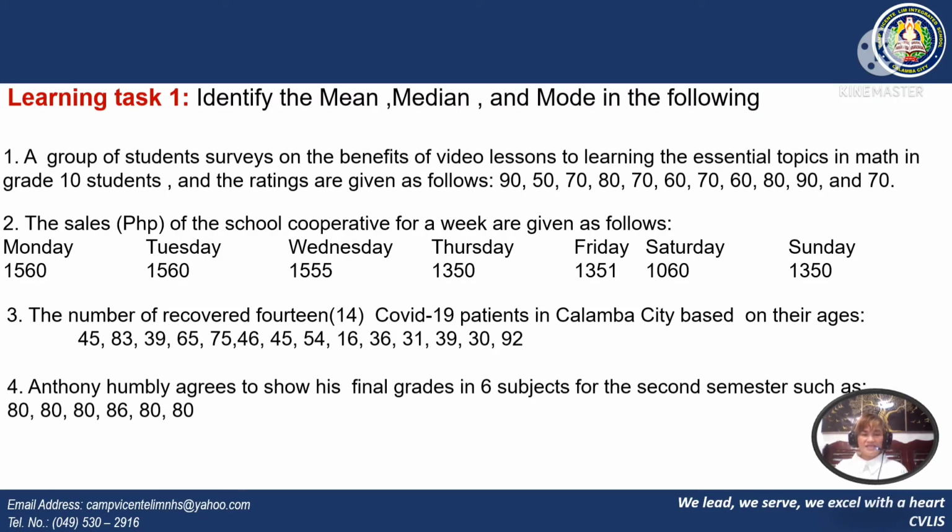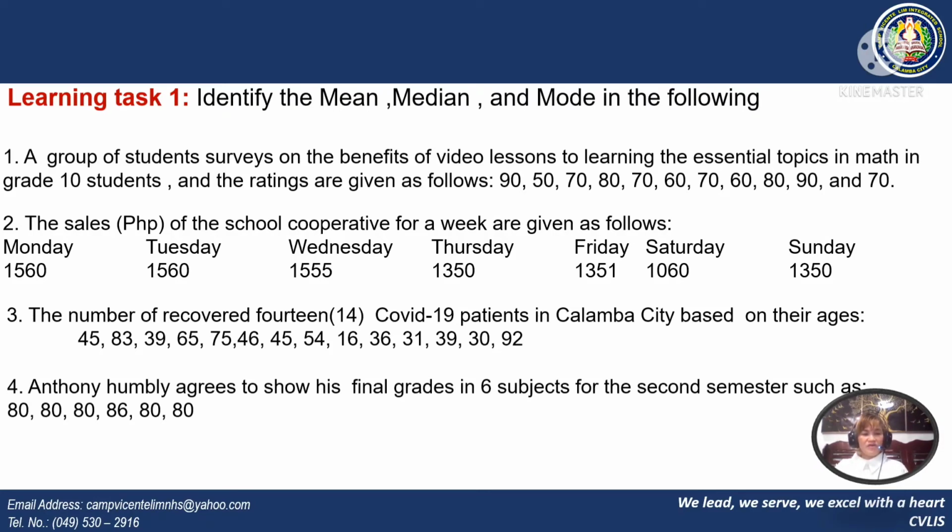and 70. Second, the sales in Philippine peso of the school cooperative for a week are given as follows: Monday with 1,560, Tuesday with 1,560, Wednesday 1,555, Thursday 1,350, Friday 1,351, Saturday 1,060, and Sunday with 1,350 earnings or sales.